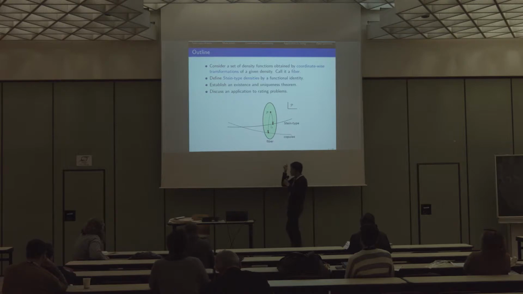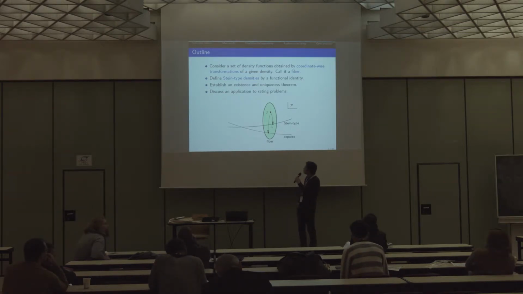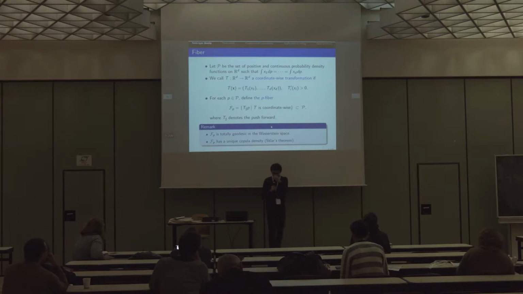Here is a picture of this talk. In the space of probability densities, if the probability density function P is given, we have a fiber by coordinate-wise transformation, and each fiber has a Stein type density. Okay, let me give some definitions.